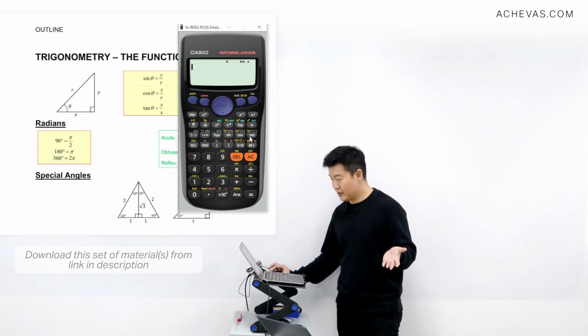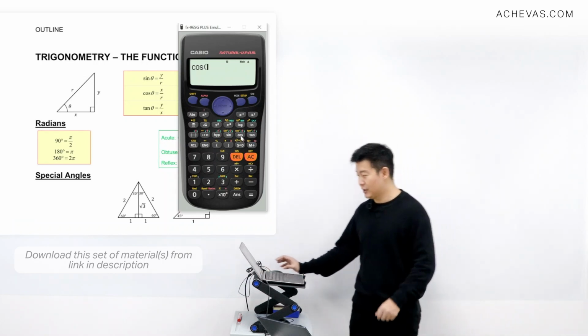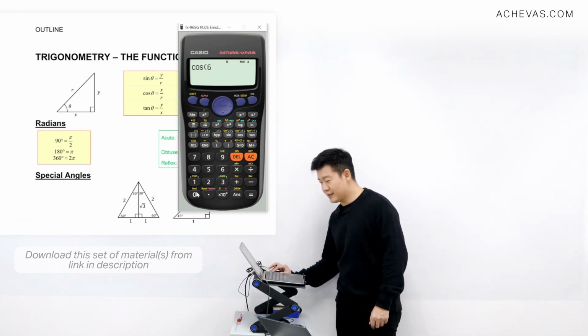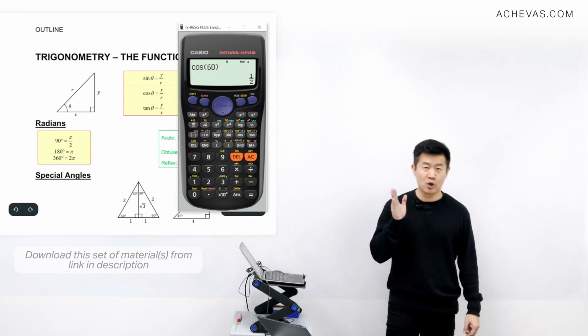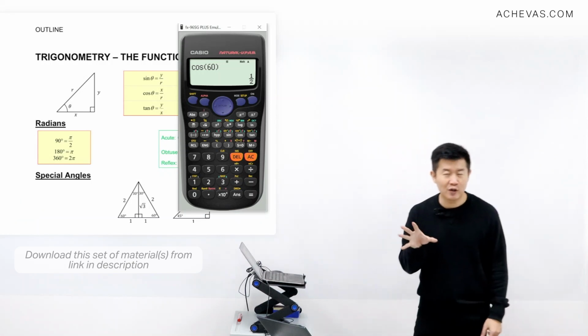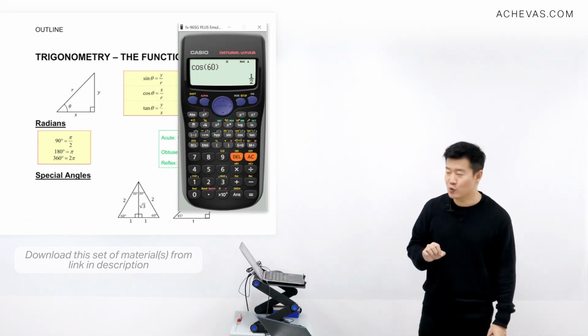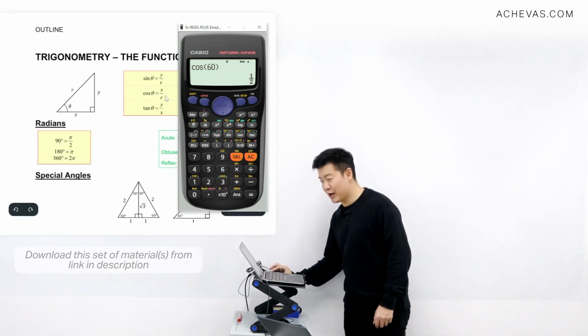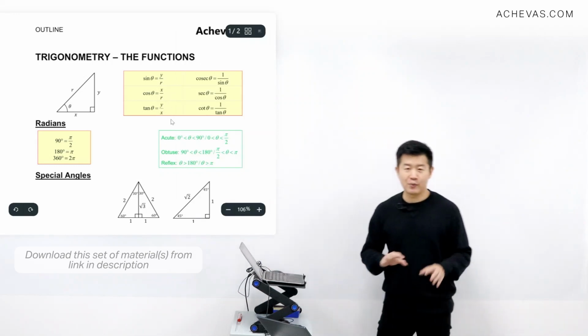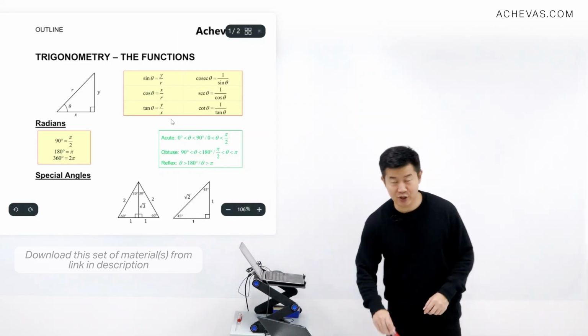So for example, if I were to trigger the cosine function and I input 60 degrees into the cosine function, it will give us a calculated value of 1 over 2. So how are the values being calculated? Let me give you a quick insight into the calculation. And I'm going to do that by referencing it to a simple right-angled triangle.